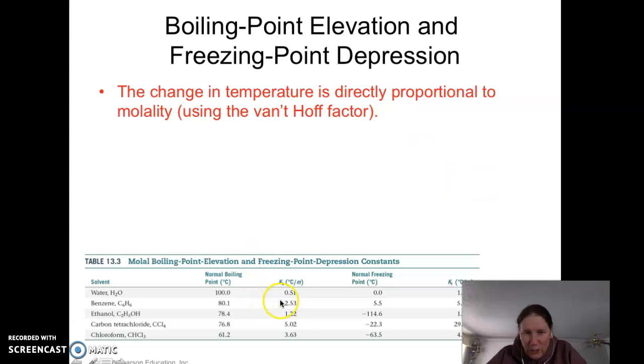Down here, they show you that you have to use constants. There are constants for boiling and constants for freezing. Most commonly, you're going to use water. The constant for boiling is 0.51. The constant for freezing is 1.86, negative, actually. So you can see that freezing is affected much more than boiling. And here are some other common solvents: benzene, ethanol, carbon tetrachloride, whatever. You can see their numbers there too.